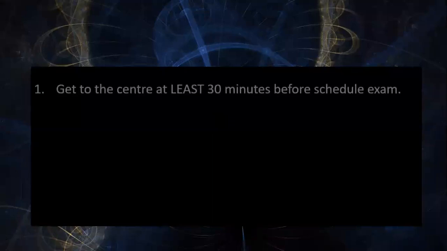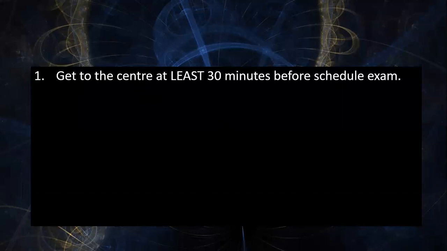Right. So the first thing I want to remind you all of is, wherever center you are in the Caribbean or Somalia, if you're feeling fine, that's great. Get to the center at least 30 minutes before the scheduled exam. Do not, under any circumstances, be late for your exams. If you're late, your stress and anxiety level is at its height, and that's something that you don't want. You don't want to be so calm that you're sleepy, but you don't want to be so heightened that you can't focus. Try your very best to get to the center 30 minutes before the scheduled exam.